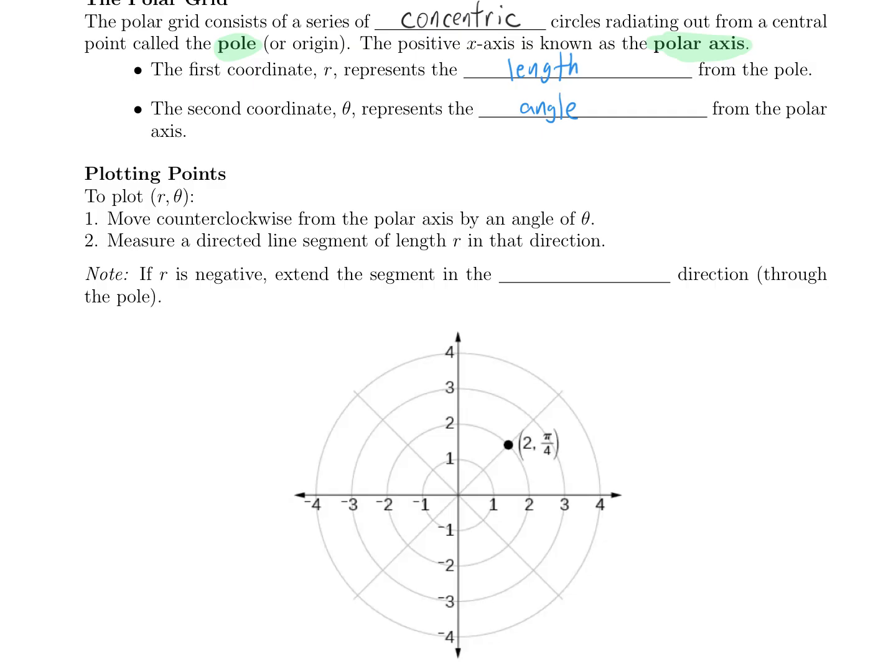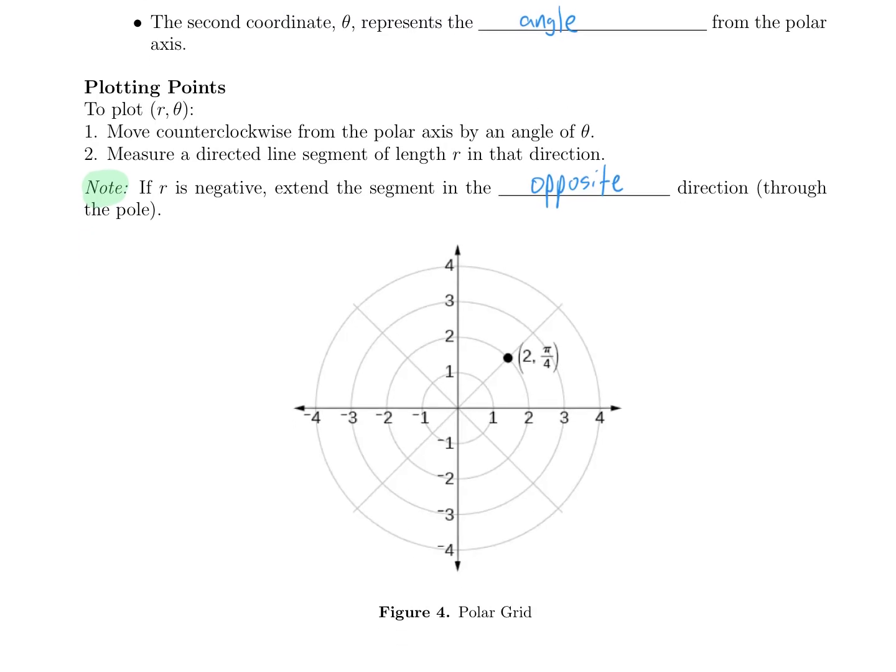Okay. And if r is negative, here's a note for us to be careful about. If you have a negative r, then that just means that you're going to extend the point out into the opposite direction of the angle. Okay, so let's look at an example. Here's a point, 2 comma pi over 4. As you can see, first thing you do is go to the angle pi over 4, starting at the polar axis, and then you're going to go out 2 units. So 1, 2 units, and there it is.